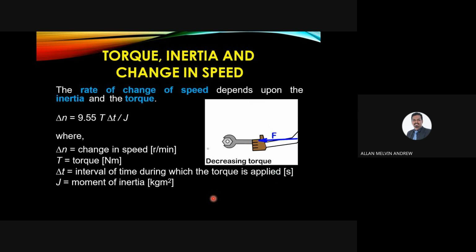One more subtopic: the torque, inertia, and the change in speed. The rate of change of speed depends upon inertia and torque. So speed is changing, and the rate of the change depends on the inertia and the torque. We can calculate it: change in speed, in revolution per minute, equals 9.55 times T times change in time, divided by the moment of inertia.